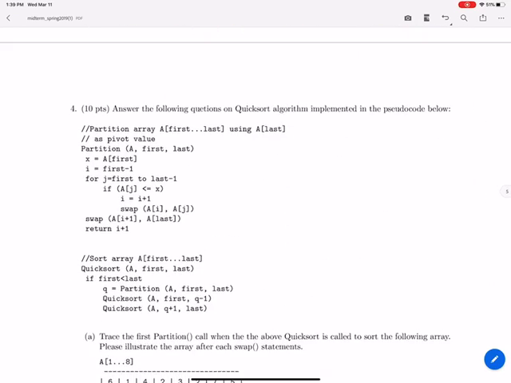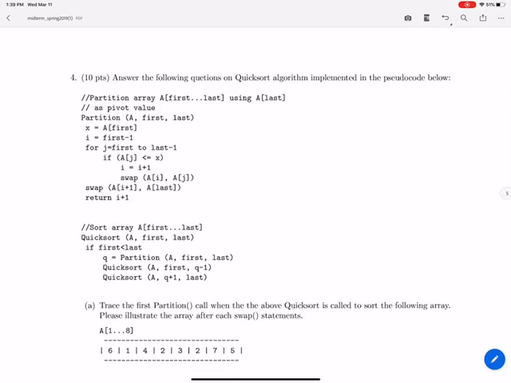So question number 4 is a test from quicksort.